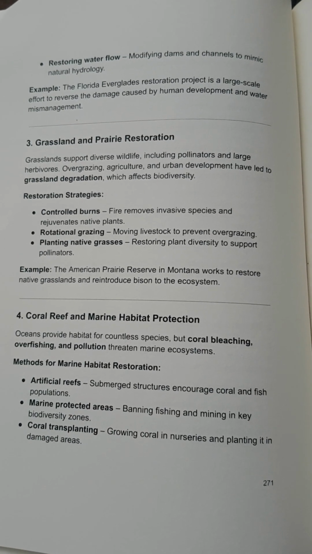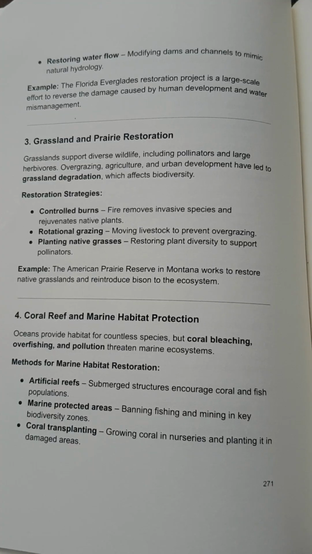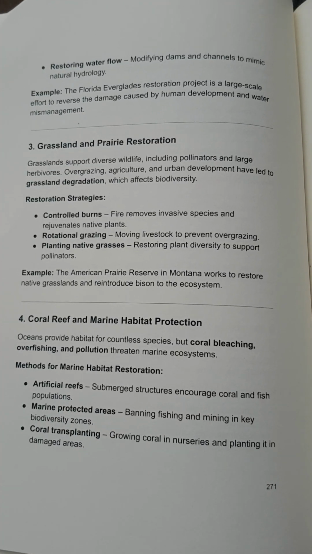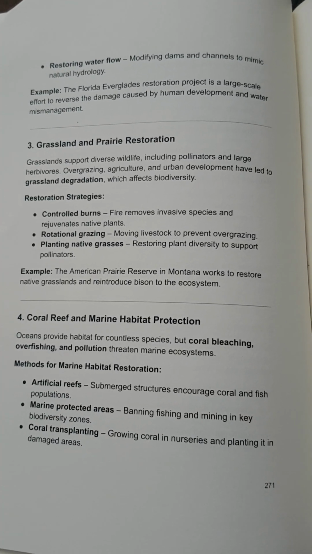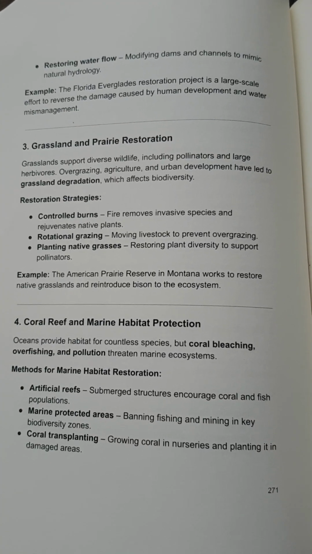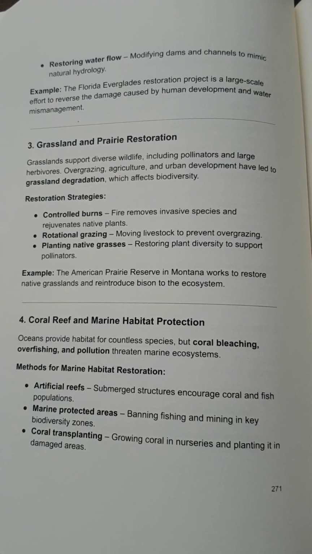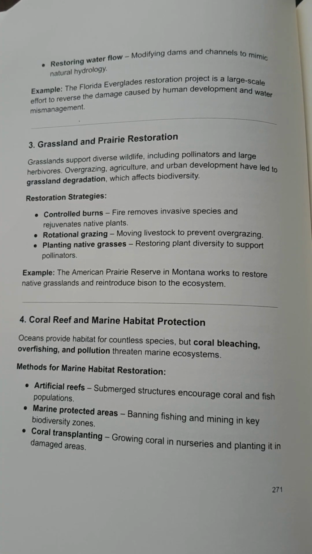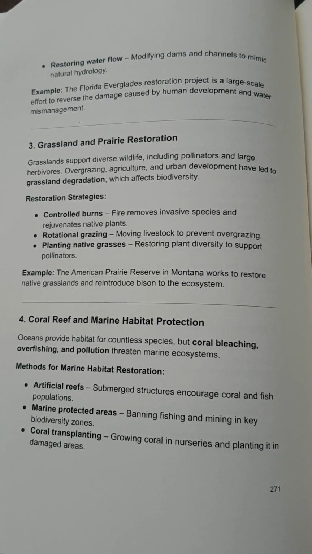Rotational grazing. Moving livestock to prevent overgrazing. Planting native grasses. Restoring plant diversity to support pollinators. Example, the American Prairie Reserve in Montana works to restore native grasslands and reintroduce bison to the ecosystem.